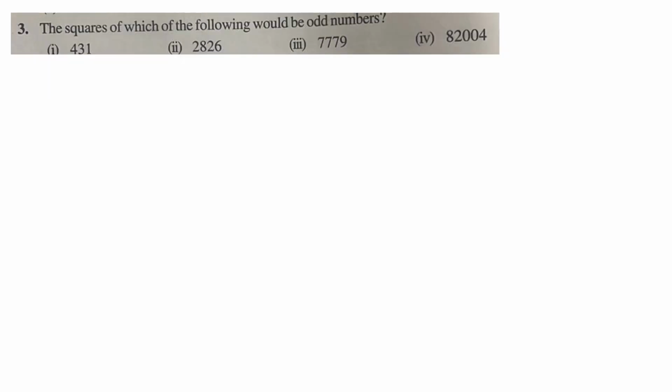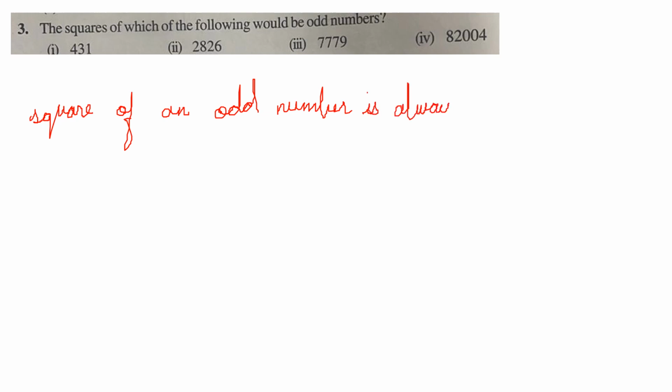The square of which of the following would be odd numbers? The first is 431, the second is 2826, the third is 779 and the fourth is 82004. We all know that the square of an odd number is always odd, and the square of an even number is always even. In the question they are asking which of the following squares would be odd.